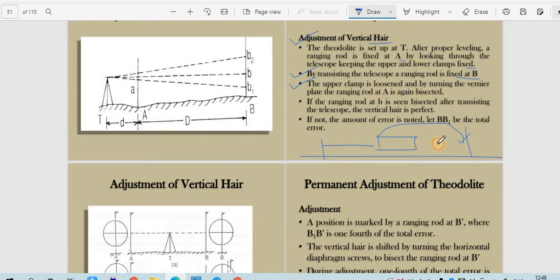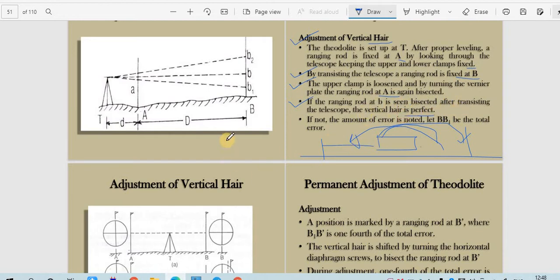We are releasing the upper clamp, turning the telescope not in the vertical plane but in the horizontal plane, swinging the telescope and bringing it back to point A. So the upper clamp is loosened, and by turning the vernier plate, the ranging rod at A is again bisected. If the ranging rod at B is seen bisected after transiting the telescope, the vertical hair is perfect.